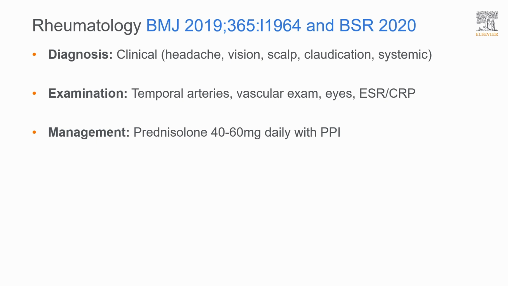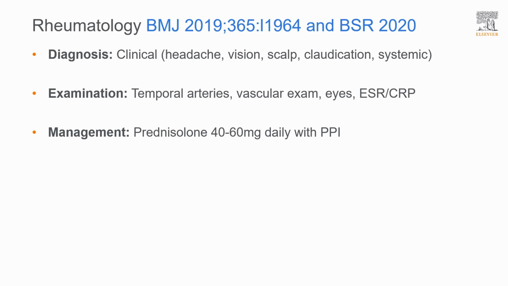Now, the diagnosis of GCA, giant cell arteritis, is almost always clinical. 75% of patients will have a headache. Normally, a very dull headache in the temporal region, but it can be occipital, can be parietal, and it carries on insidiously. It means it just carries on gradually. It's not like a thunderclap headache. It progresses through time.